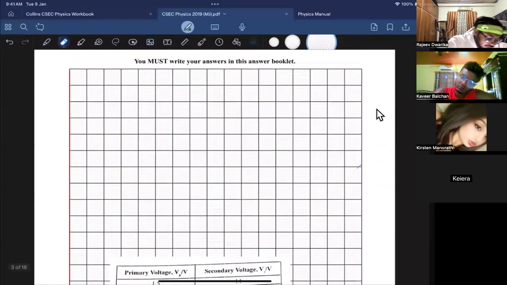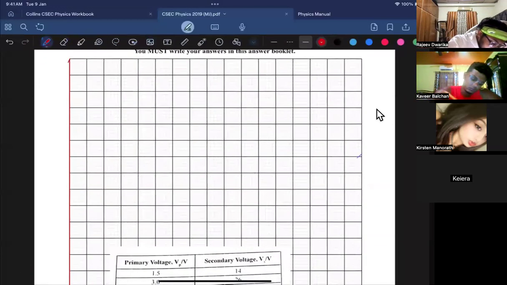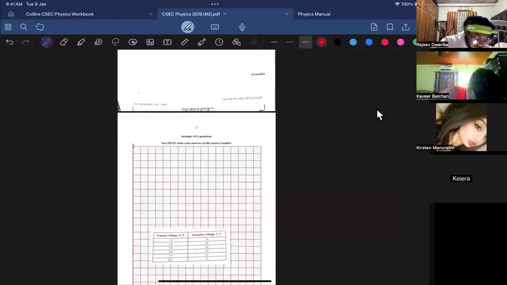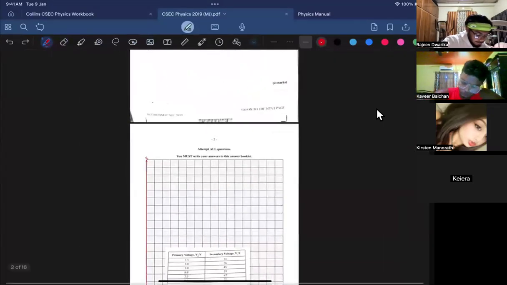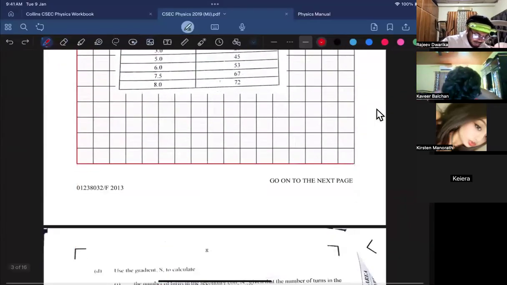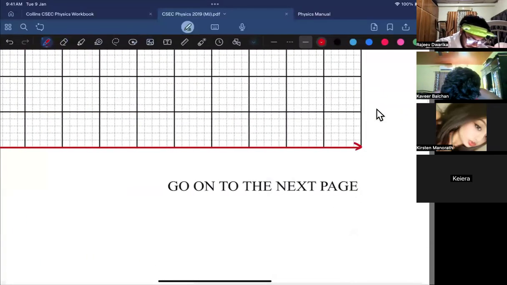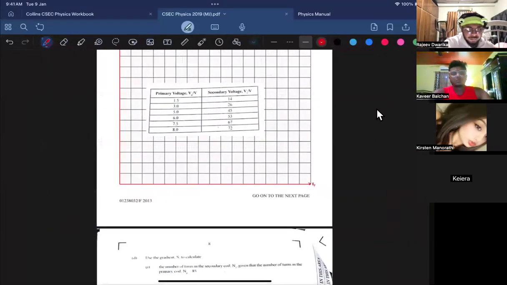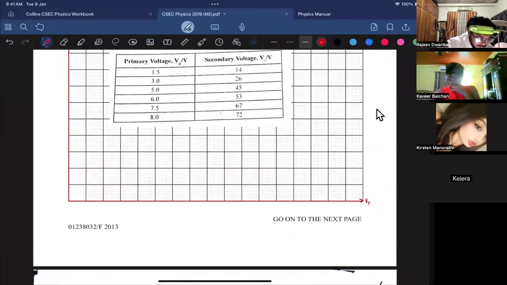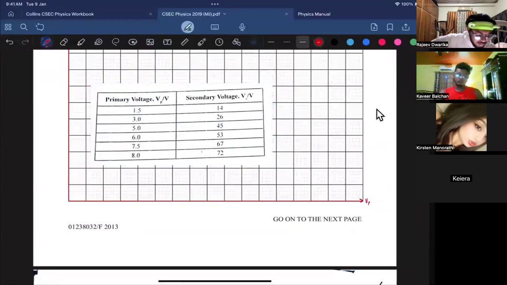So on the y-axis, it's Vs. For anybody that's confused by that, whatever they list first, that's on the y-axis. Whatever they list second, that's on the x-axis. Keep that in mind. So Vs on the y-axis and Vp on the x-axis, right? Kira, help me come up with a scale.